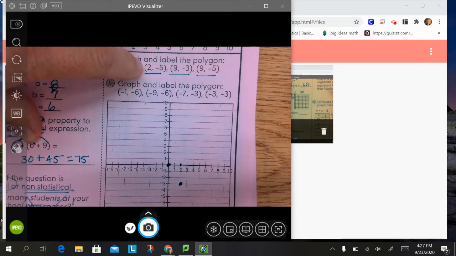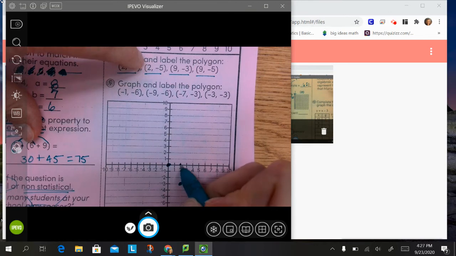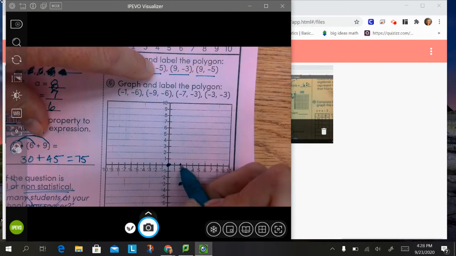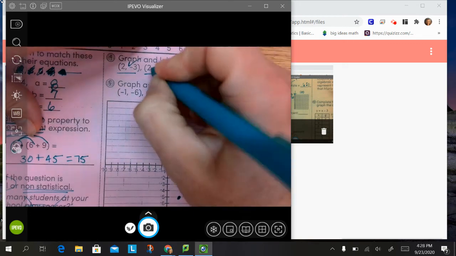Now look at the next one. The next one's 2, negative 5. So once again, you want to start at 0. It's positive 2, so you want to go over to the right. Positive 2. And now it's negative 5. You want to go down to negative 5. You put a dot there. All right, good job. You're done.